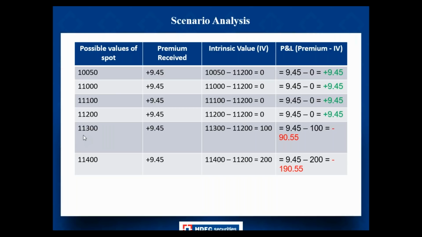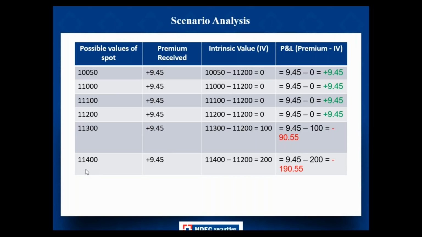Right, now let us see what happens when the Nifty expires at 11,300. Now when Nifty goes to 11,300, the strike that I have written over here, that is 11,200, becomes in the money for me. The moment it becomes in the money for me, I'll have the intrinsic value. How will the intrinsic value work? The 11,300, the spot, minus the strike that I have sold. Hence, intrinsic value is 100. Now I have received 9 rupees already. So my loss would be 9 minus 100, that is 90 rupees 55 paise. I would lose if Nifty were to expire at 11,300.